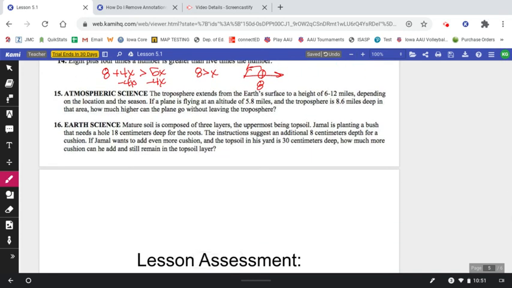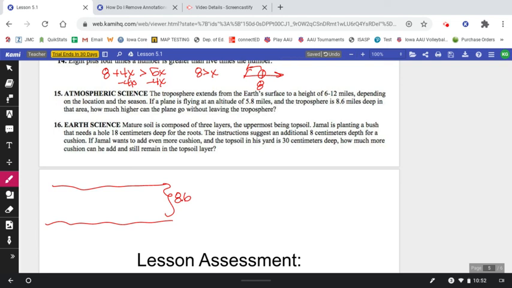The troposphere extends from the Earth's surface to a height of 6 to 12 miles, depending on the location. If a plane is flying at an altitude of 5.8 miles and the troposphere is 8.6 miles deep in that area, how much higher can the plane go without leaving the troposphere? So here's my picture of the troposphere. I don't really know what it looks like, but I do know that this is 8.6 miles.